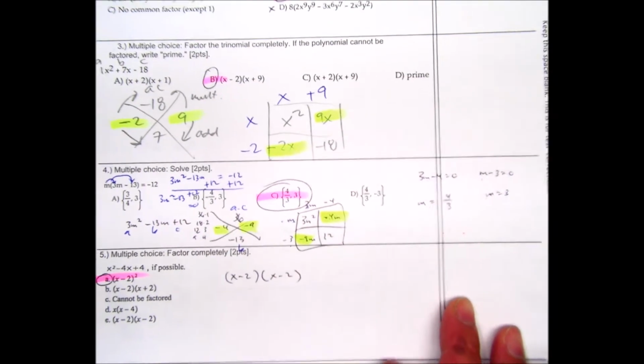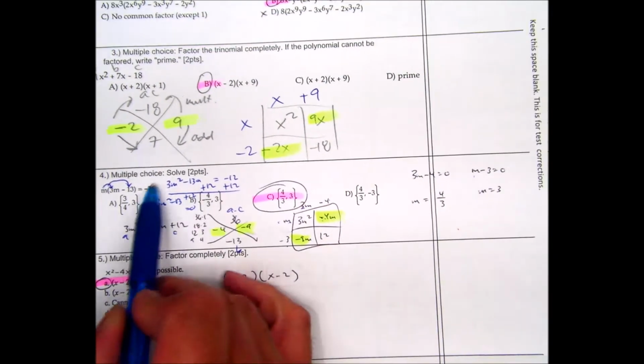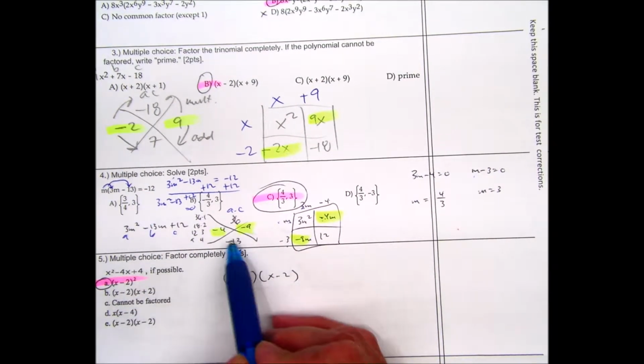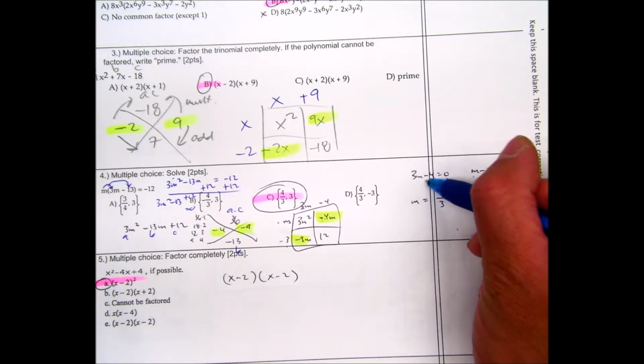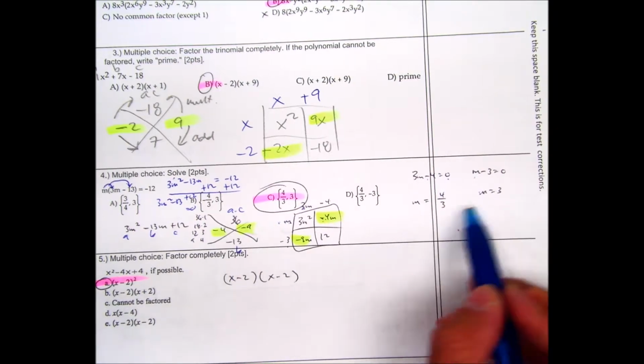And 3m minus 4. So this one says solve. We've set it equal to 0. You factored it. Now you do the 0 product rule. You set each factor equal to 0, and then you solve, add 4, divide by 3. So you get 4/3 and positive 3.